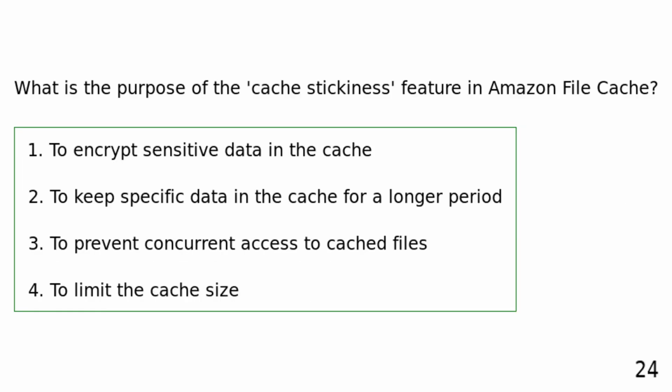What is the purpose of the cache stickiness feature in Amazon File Cache? To encrypt sensitive data in the cache. To keep specific data in the cache for a longer period. To prevent concurrent access to cached files. To limit the cache size.